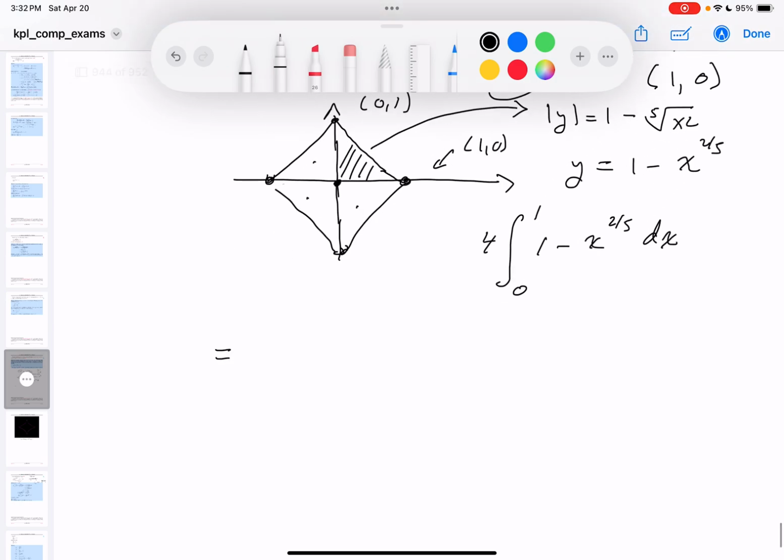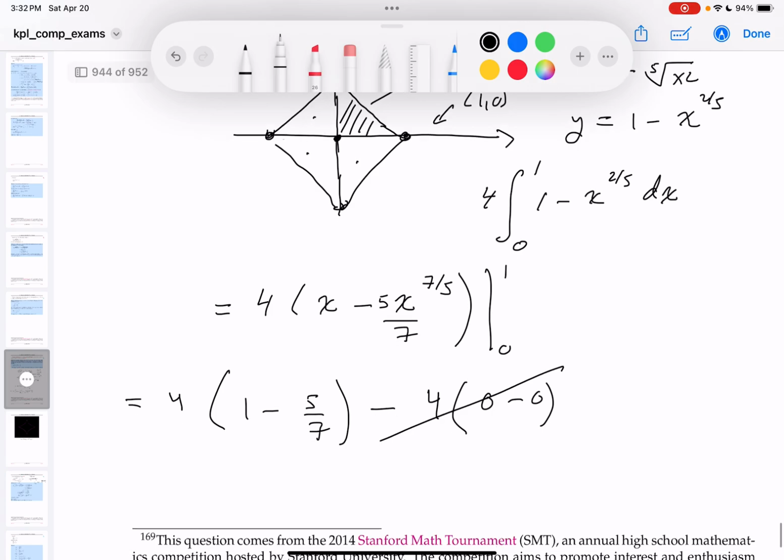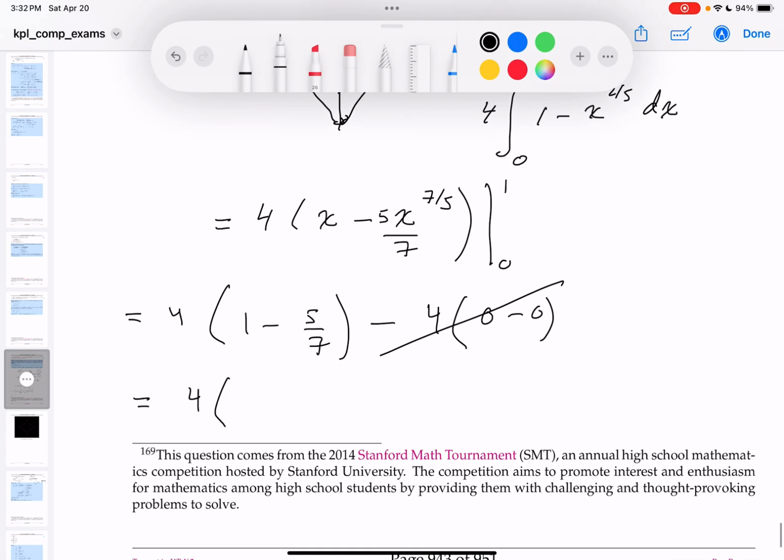This doesn't look like a bad integration to do. You get 4 times x minus x, add 1 to the exponent, that would give me 7/5. Divide by 7/5, multiply by 5/7. The limits of integration here are going to be from 0 to 1. Let's keep moving. You get 4 times 1 minus 5/7, and then minus 4 times 0 minus 0. That's pretty easy. That's gone. Let's do the arithmetic now. You get 4, with a common denominator of 7, 7 minus 5. So it's going to be 2, and 2 times 4 is 8. So the answer we get is 8/7.